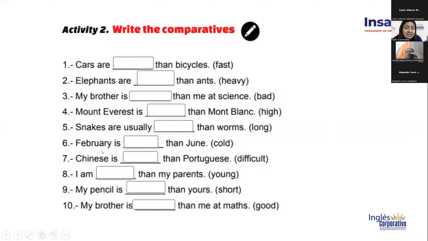Okay, number seven. Chinese is... More difficult than Portuguese. Okay, number eight. I am... Younger than my parents. Nine. My pencil is... Shorter than yours. Okay, number 10. My brother is... Better than me. Better than me at math. Exactly. Very good.